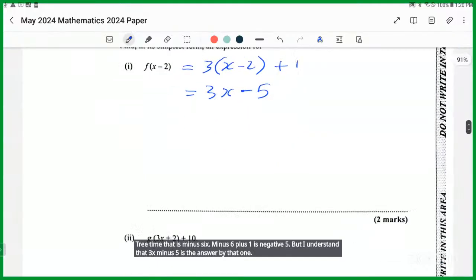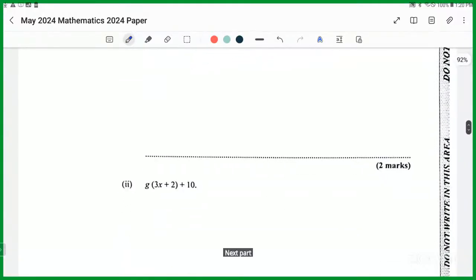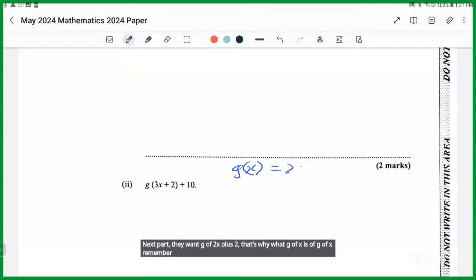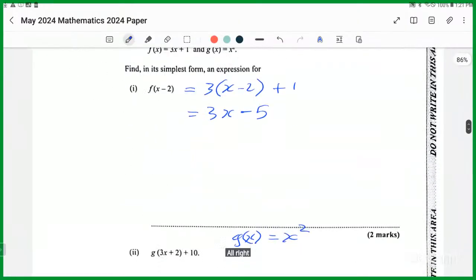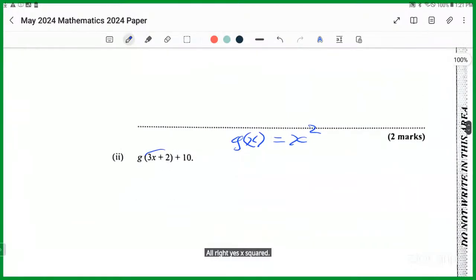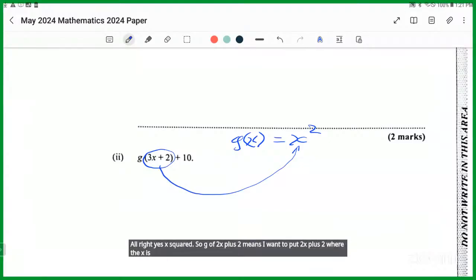Next part. They want g of 3x plus 2. Let's write what g of x is up here. g of x, remember, is x squared. All right. Yes, x squared. So g of 3x plus 2 means I want to put 3x plus 2 where the x is. And then we have to add this 10. All right.